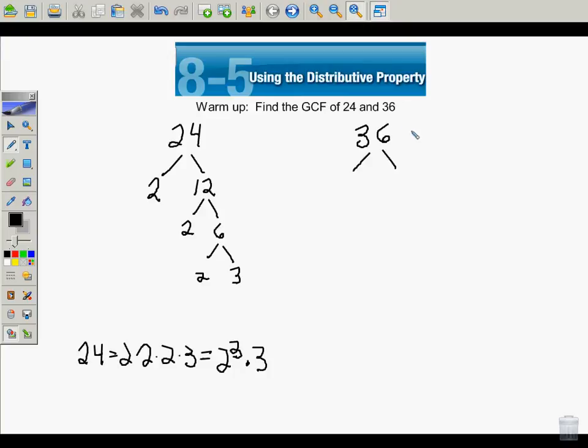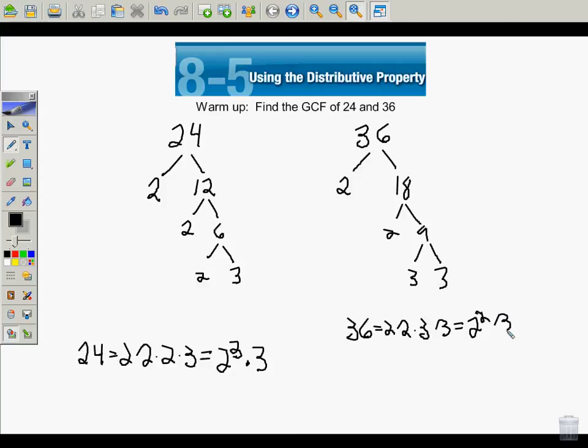Then also for 36, you can break that down, 2 and 18, 2 and 9, and then since you can't take out a 2, you go to your next smallest prime number, and 9 breaks down to 3 and 3. So 36 is 2 times 2 times 3 times 3, or 2 squared times 3 squared. And so that would be your prime factorization.